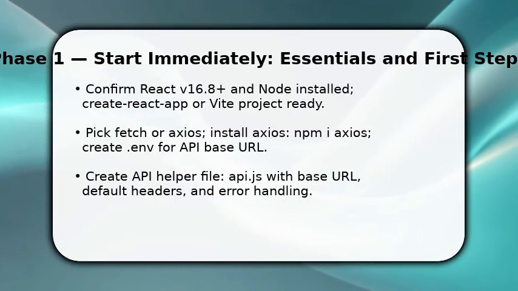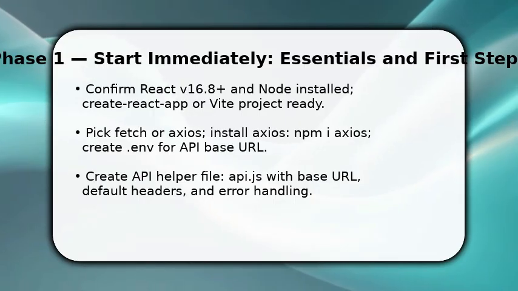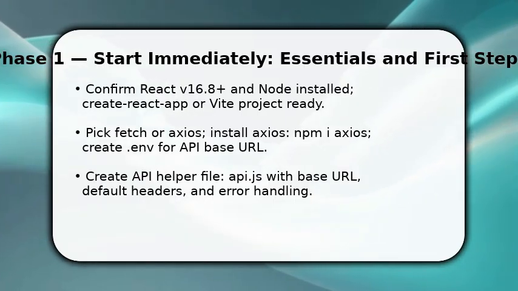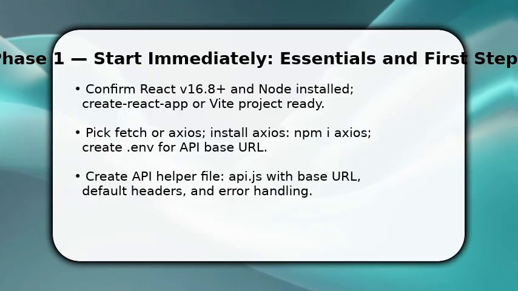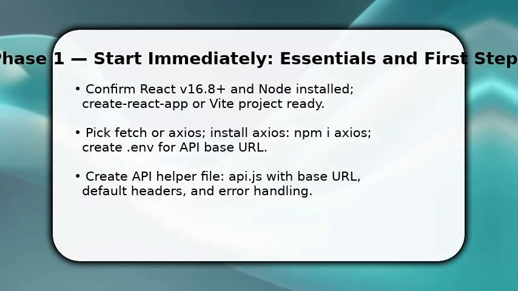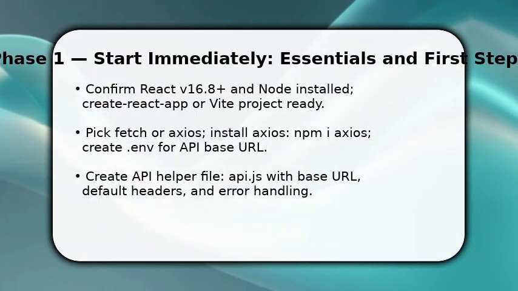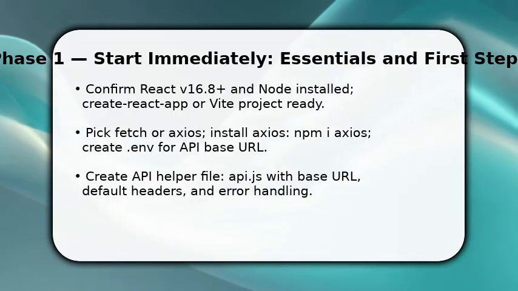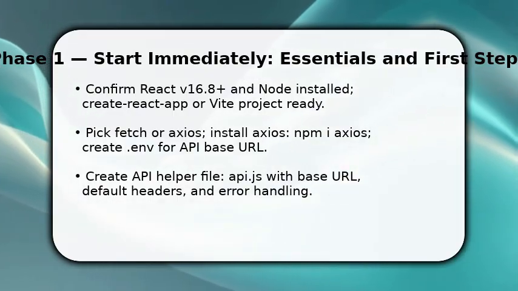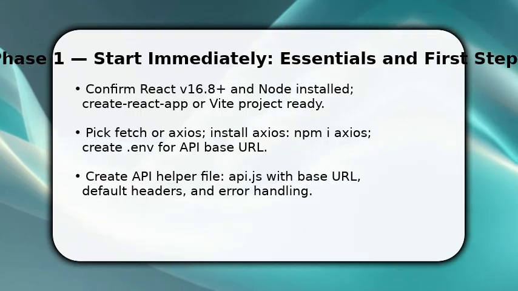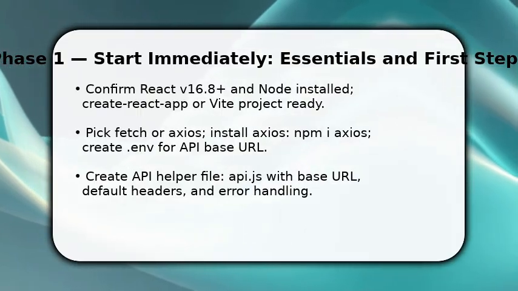You start by verifying essentials, React v16.8+ and a running project. Once done, pick your HTTP client. Fetch is built-in, Axios adds helpers. Install Axios with npm i axios if you prefer, and store your base URL in a .env file so you can change endpoints without editing code.